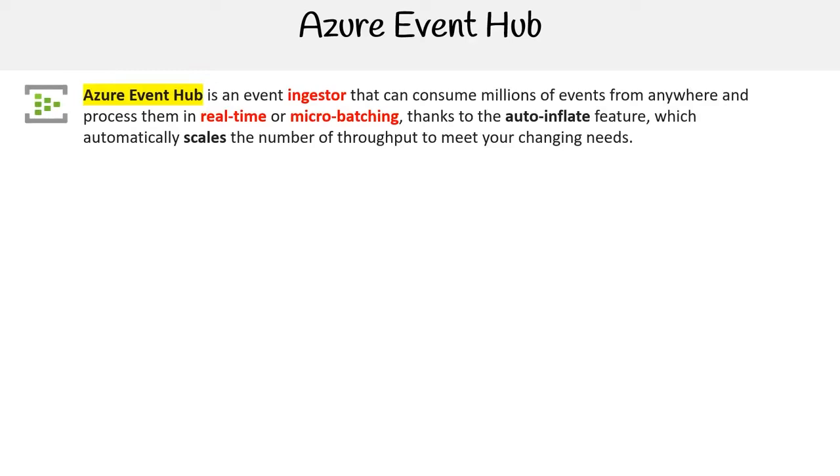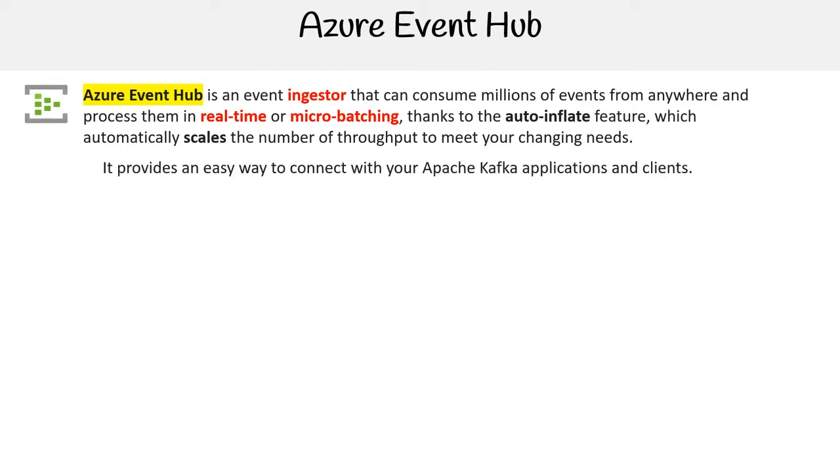Hey, this is Andrew Brown from ExamPro, and we are taking a look at Azure Event Hub. So Event Hub is an event ingestor that can consume millions of events from anywhere and process them in real time or micro batching, thanks to the auto-inflate feature, which automatically scales the numbers of throughput to meet your changing needs. So it provides an easy way to connect with your Apache Kafka applications and clients.